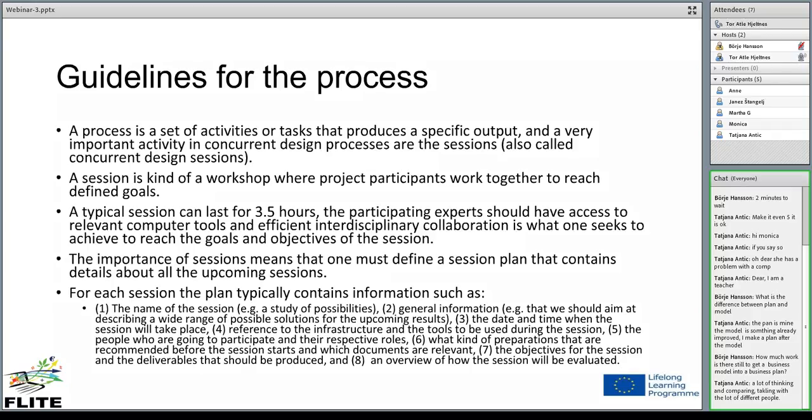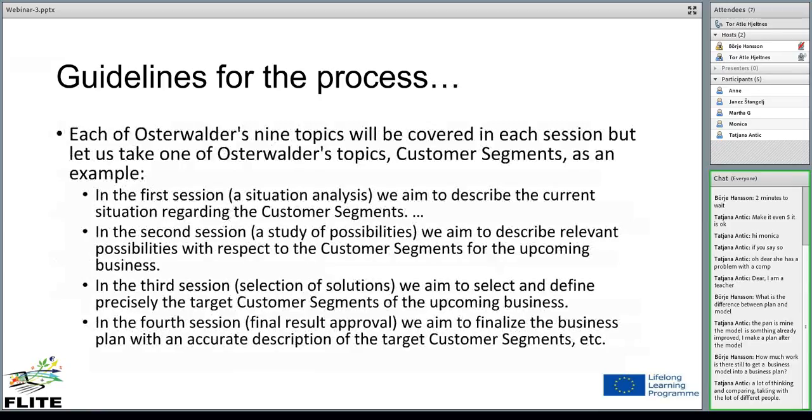But when you're going to work with sessions, you need to know upfront what's going to be the target or the topic or the aim for each session. And like we will see in the next slide, we have suggested that you should have 4 sessions. And during those sessions, each of Osterwalder's 9 topics, like I shortly presented earlier on, will be covered in each session.